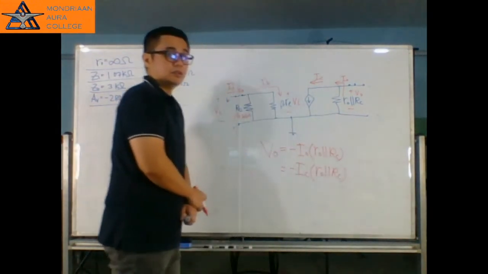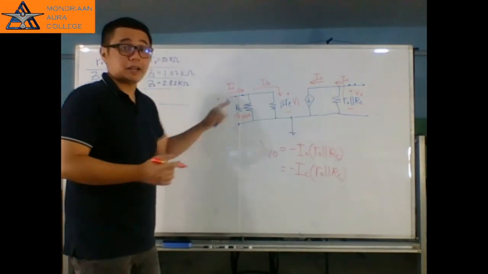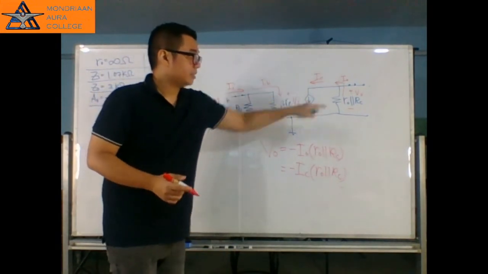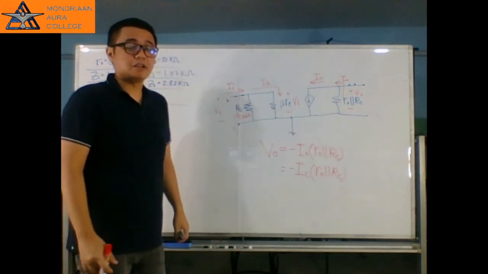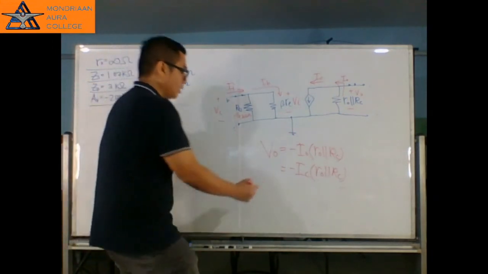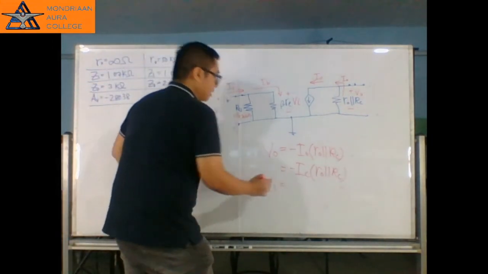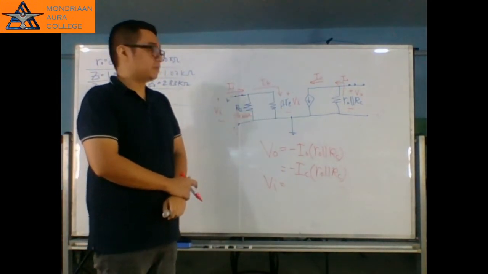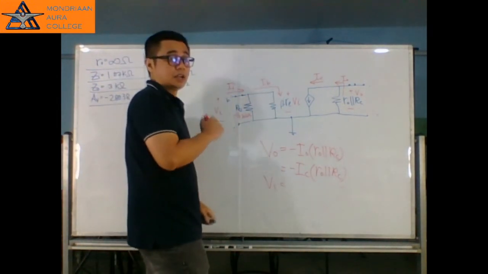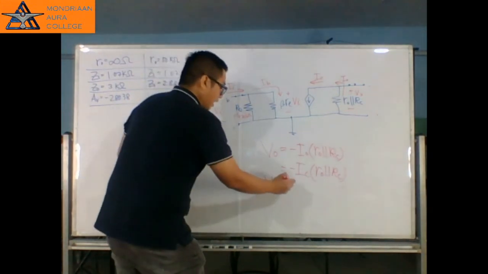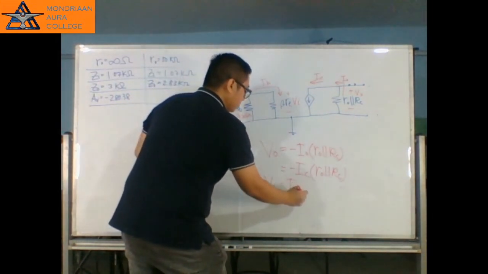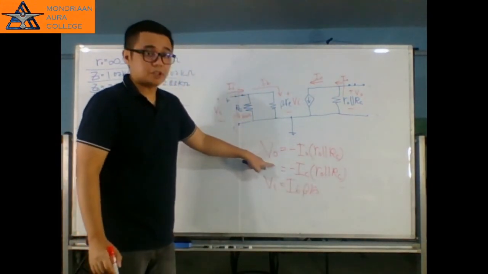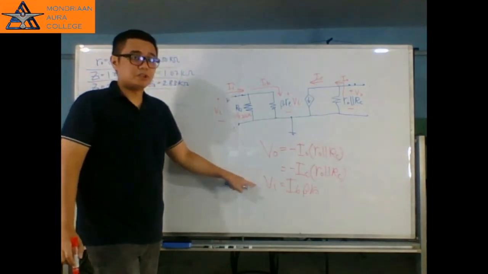What about the input voltage? The same pa rin. Kasi hindi naman naapektuhan yung input voltage natin nung naglagay tayong specific value ng 50 kilo ohms for R sub O. Ang V sub I natin is still the same. Papasok yung I sub B sa positive polarity ng ating input voltage, and therefore positive ang kanyang sign. We have I sub B times beta R sub E. So we have the equation for the output voltage and the input voltage.